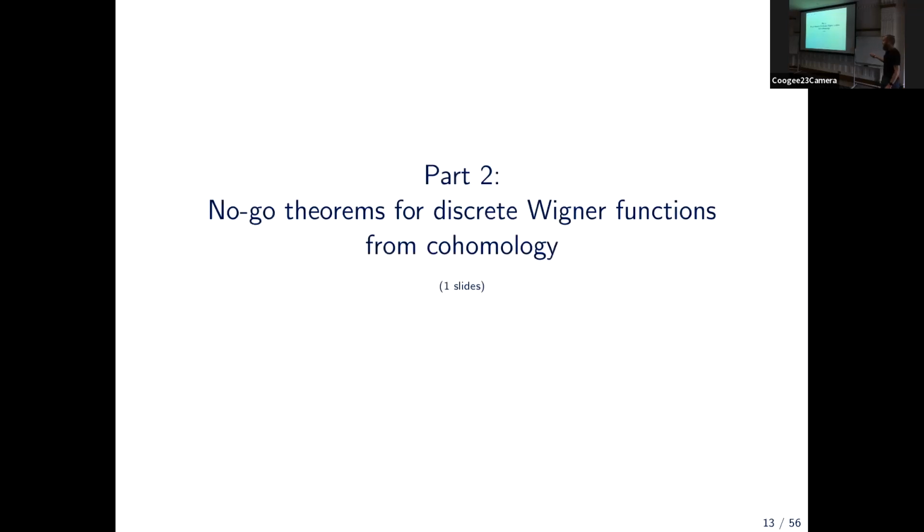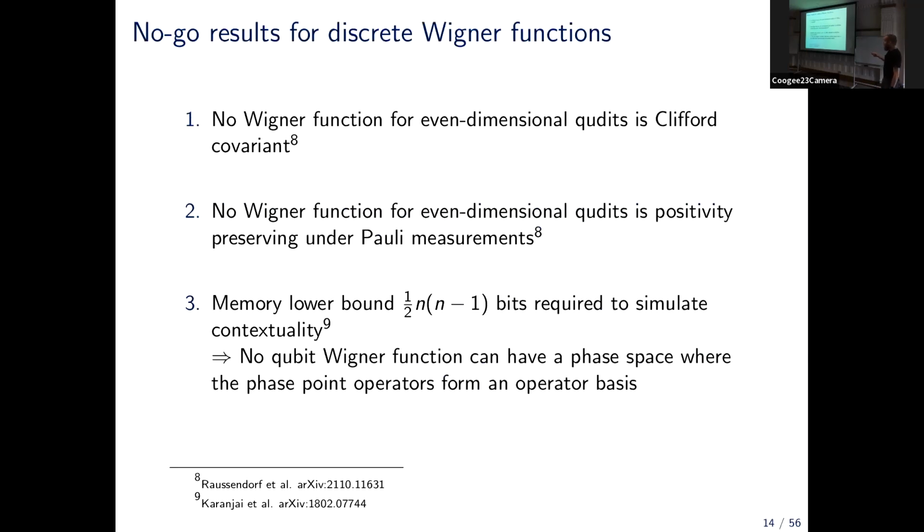So next thing I was planning to talk about in this part 2 is these no-go theorems for discrete Wigner functions. This is for the even dimensional case. So here are the main results. I'm not going to go through the proofs in detail. I'll just mention them here.